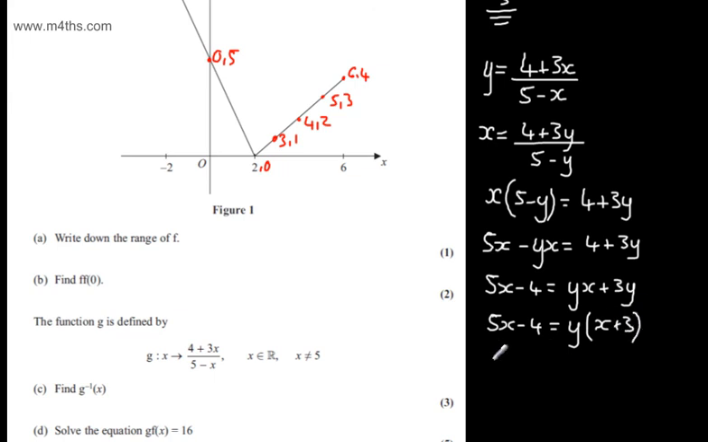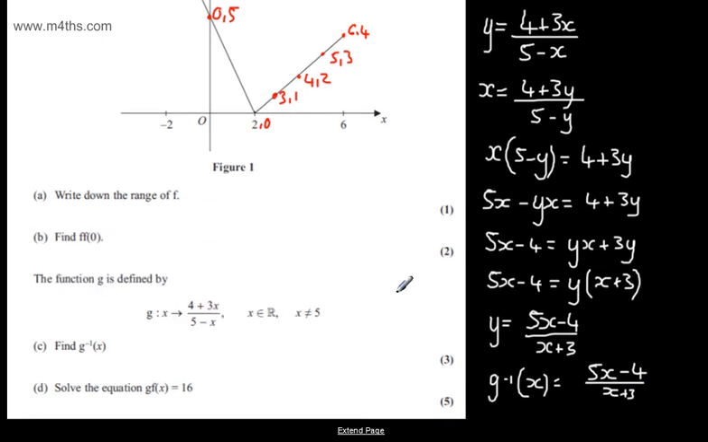Dividing through by the content of the bracket, we can say that y will be equal to (5x minus 4) over (x plus 3), and then using the correct notation, we can say the inverse g to the -1 of x is equal to (5x minus 4) over (x plus 3). So that's now found the inverse for 3 marks.